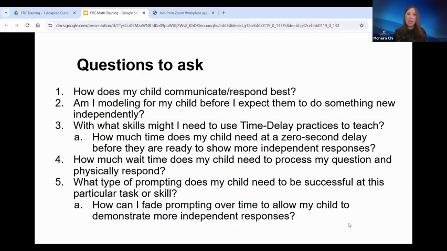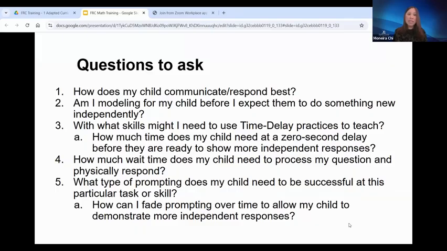Another question is, am I modeling tasks for my child before I expect them to do something independently? I think this is a really, really big one. Sometimes we expect, because of a child's age or because we've seen them do something else, that they automatically know how to do something or that they understand our verbal directions, but they may not. They may need that modeling or that prompt before they're able to move on to doing it independently.